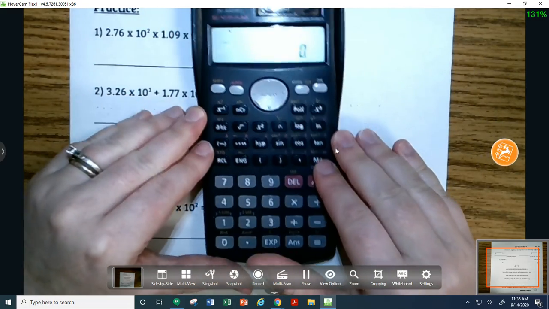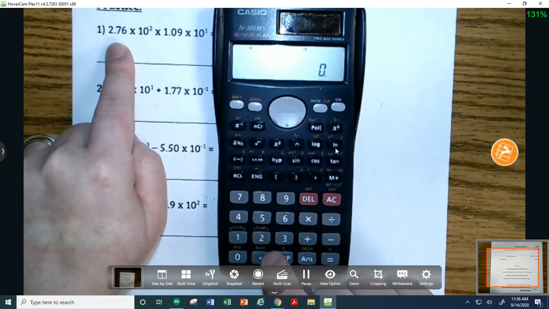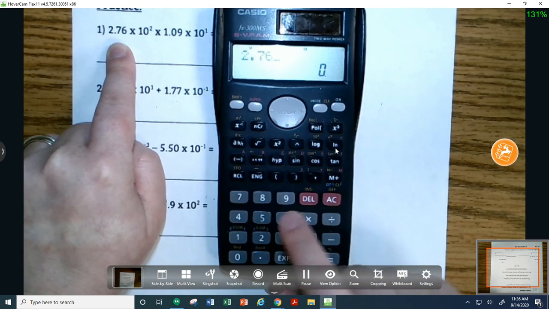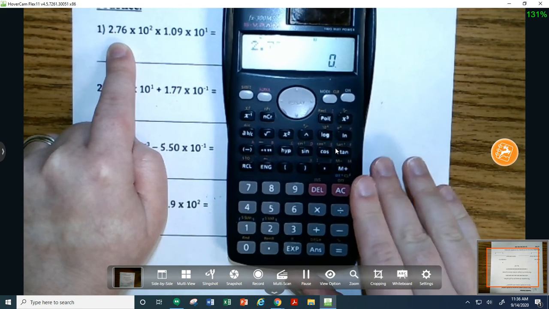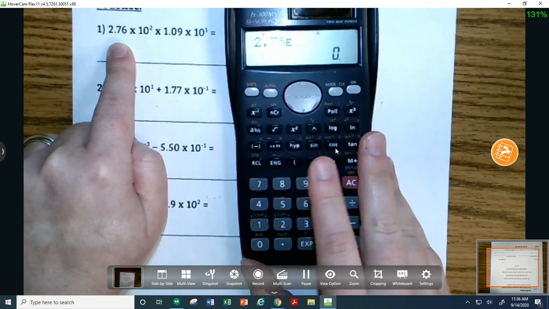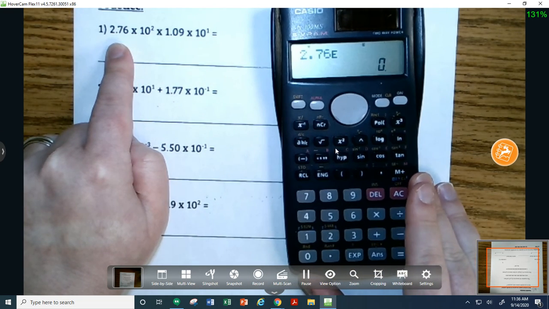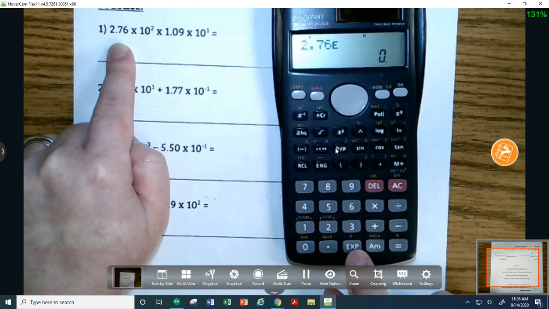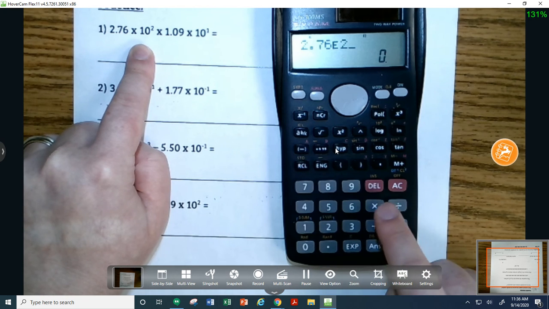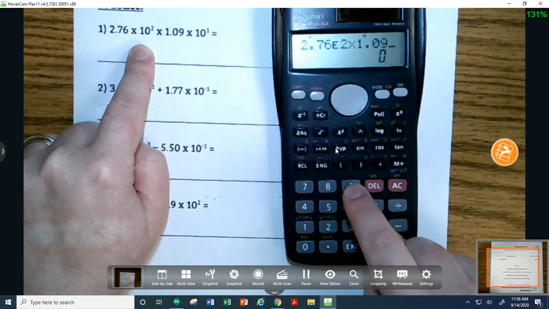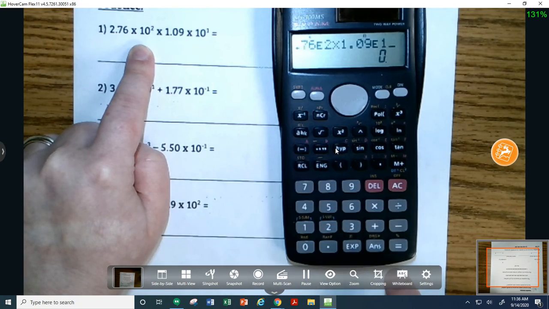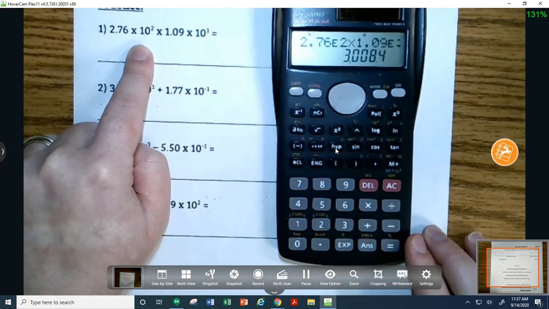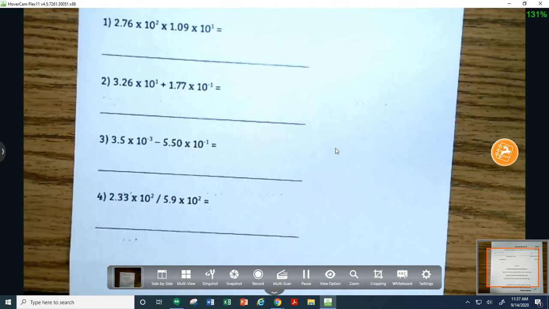Here's one with Casio. If you turn that particular calculator on and you type it in, we're going to use 2.76. This particular calculator doesn't have an EE button, but what it has is an exponent button, which is the exact same thing. So you can see this 2.76 E, and I got that by just hitting the EXP button. And to the second, I'm going to go ahead and do times 1.09 exponent to the first. Hit equal, you get 3008.4.